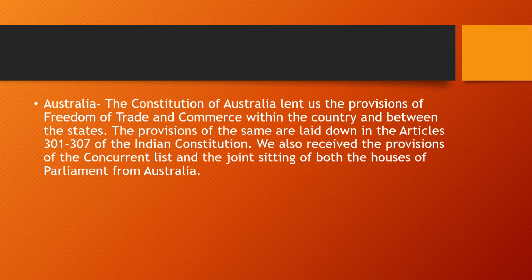Australia. The Constitution of Australia lent us the provisions of freedom of trade and commerce within the country and between the states. The provisions of the same are laid down in Articles 301 to 307 of the Indian Constitution. We also received the provisions of the concurrent list and the joint sitting of both the Houses of Parliament from Australia. Concurrent list is basically the list on which union as well as state government can make law, and in case there is a conflict, union government's decision will be final.